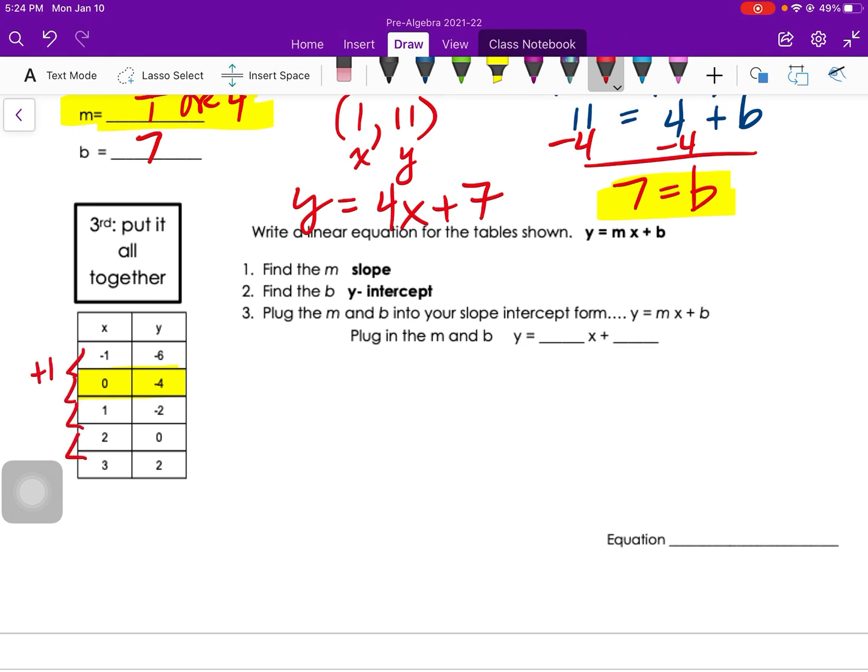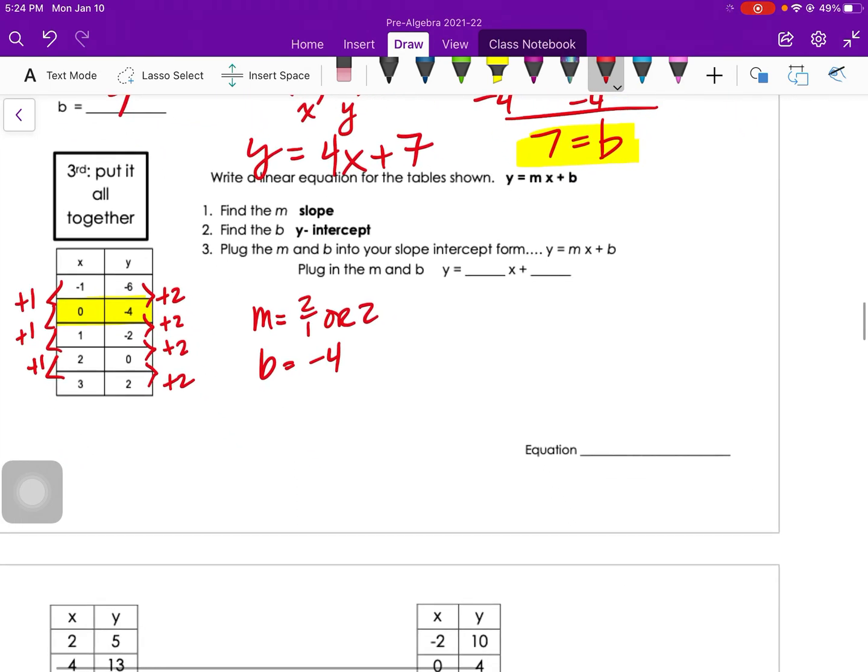Again, our change in x is 1. This time, our change in y, it looks like, is increasing by 2. So that means my slope is 2 over 1, or 2. And in my table, I can easily see that my y-intercept is -4. When x is 0, y is -4. So again, all I do then is plug those two things in to write the equation of my line. So y equals 2x minus 4.